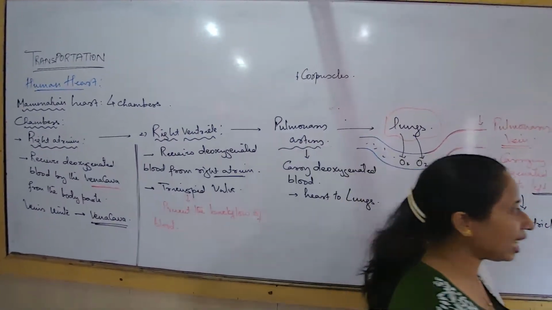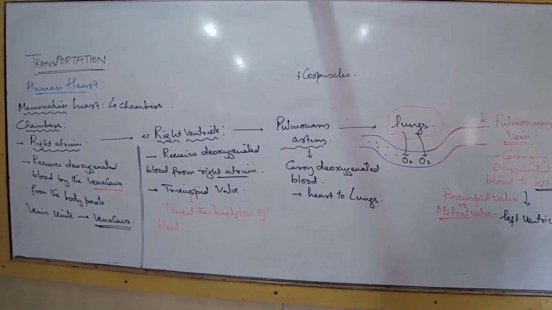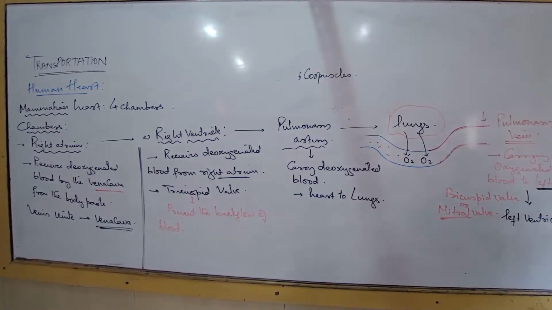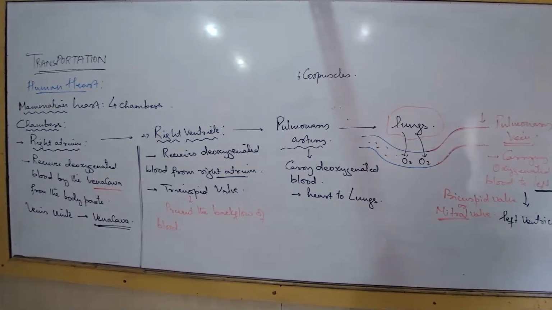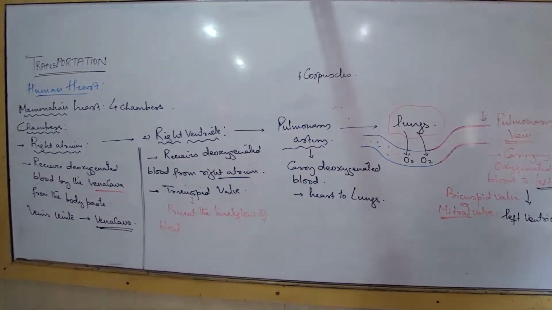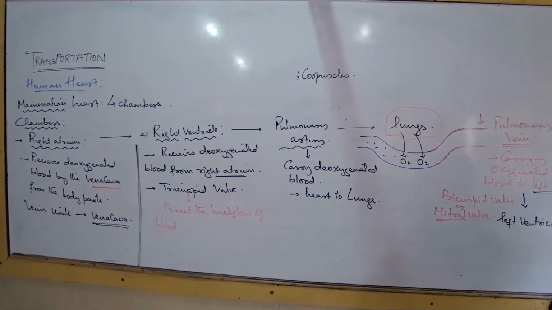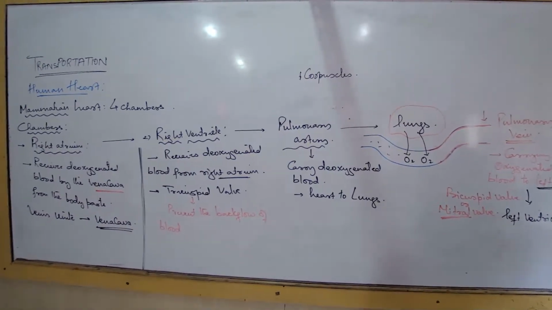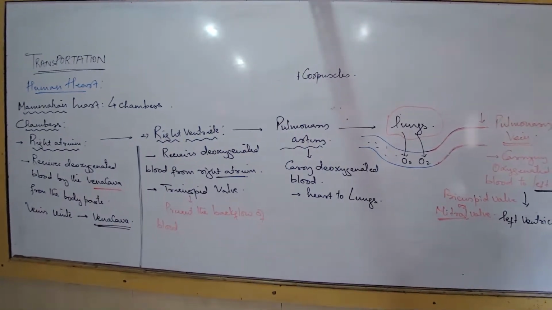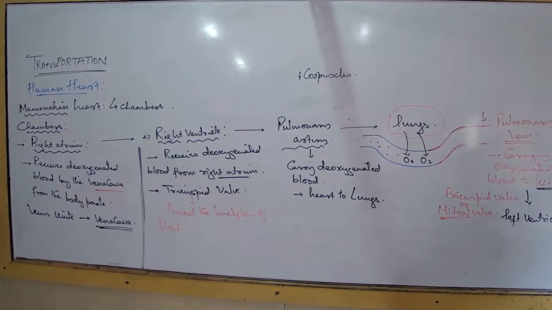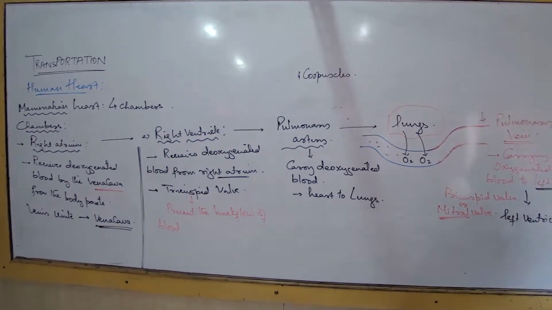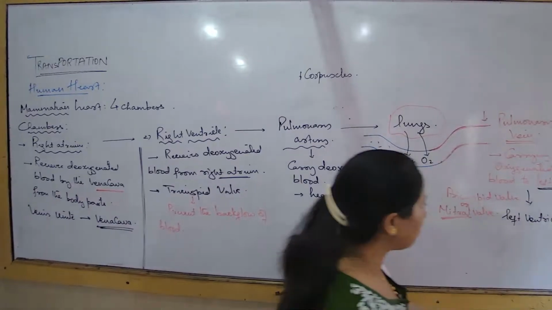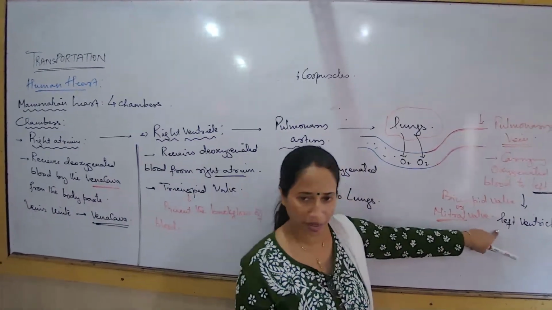Remember, you will be asked like this: what is the function of the valve? You will be given the diagram, parts mentioned, and you should know the functions. What is the function of the tricuspid valve? I told you, it prevents backflow of blood from here to here. What is the function of the bicuspid valve? It prevents backflow of blood from here to here. Clear? So now the blood has come down to the left ventricle, and what is the nature of the blood?